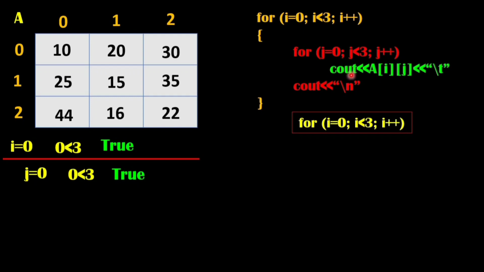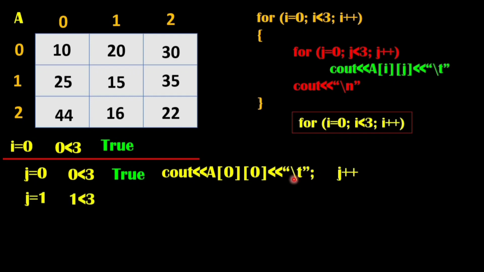What do we have inside the second for loop? Cout a of i j slash t. So i is 0 here, j is also 0. So it will print a of 0 0. A of 0 0 is 10. 10 will be printed. Then it will leave a tab. Then the j value will be incremented. j became 1 now. 1 is less than 3. That is true. Cout a of 0 1. So what is a of 0 1? That is 20. 20 will be printed. Then it will leave a tab.